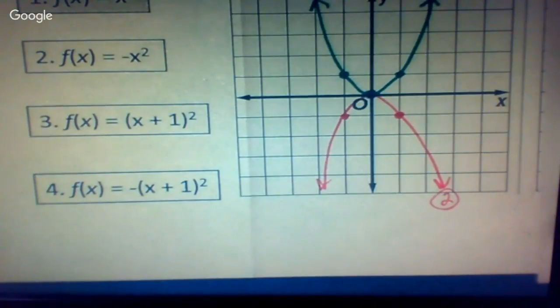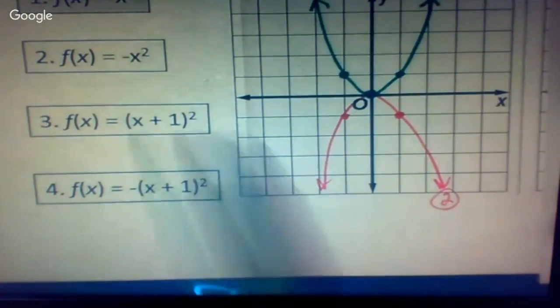Okay, take a look at number 3. All I'm doing is x plus 1 quantity squared. So what is happening to my graph? X plus 1 is inside the parentheses. If it's inside the parentheses, which way does it move my graph? To the left. To the left. Okay, remember, inside the parentheses.